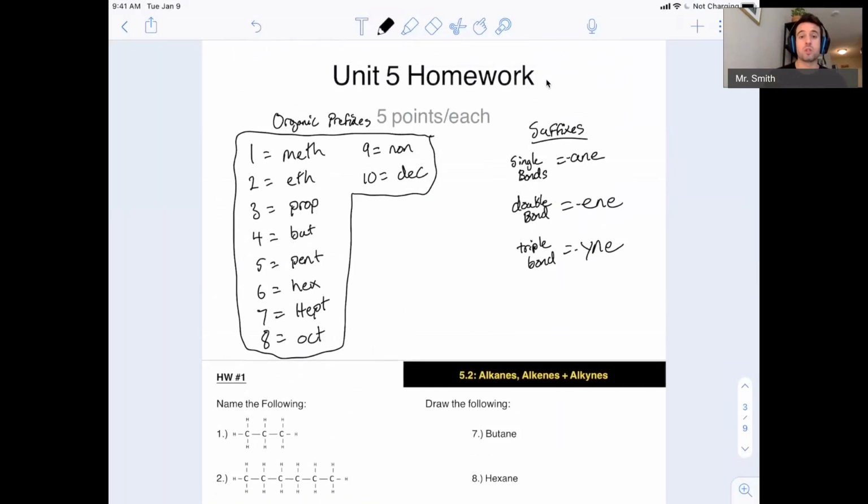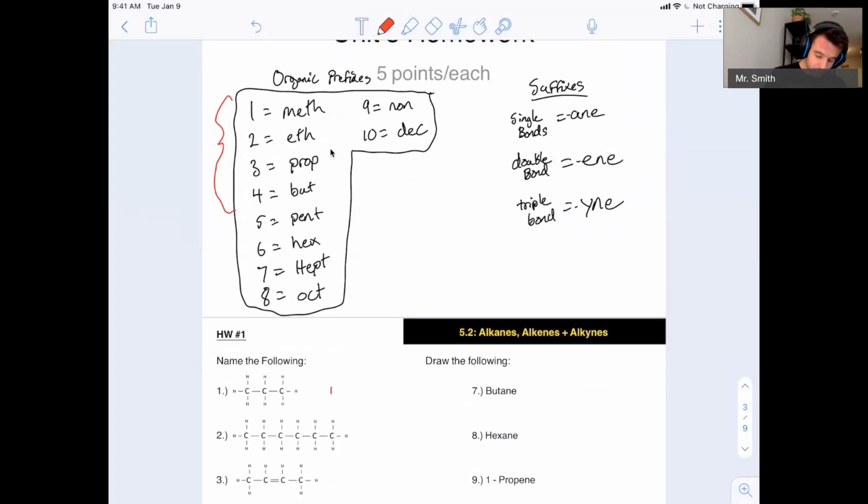First things, there's two things we need to know before we can get started. First, you should feel comfortable with all of these 10 organic prefixes. The first four are kind of weird: meth, eth, prop, and but. If you have one carbon, you name it meth. If you have two carbons, you name it eth. Three is prop, four is but. So for example, in this first one with three carbons, prop is going to be the prefix that we use. Now, there's more to it than that, but that's where we're starting.